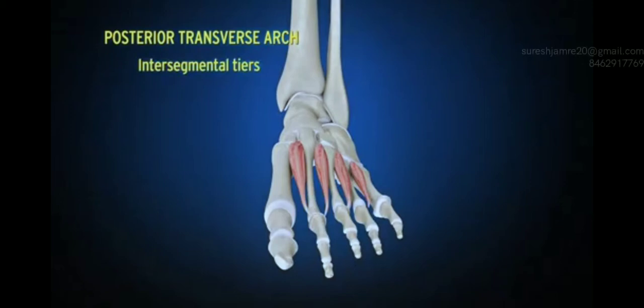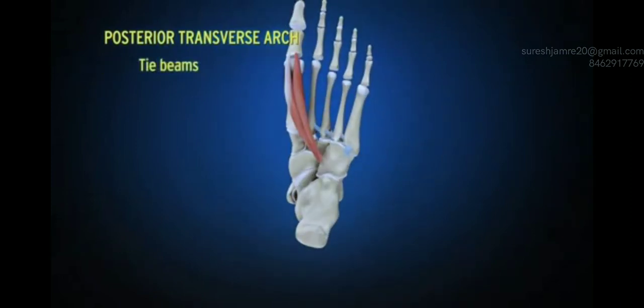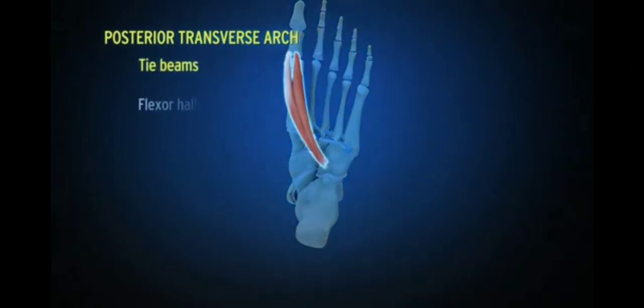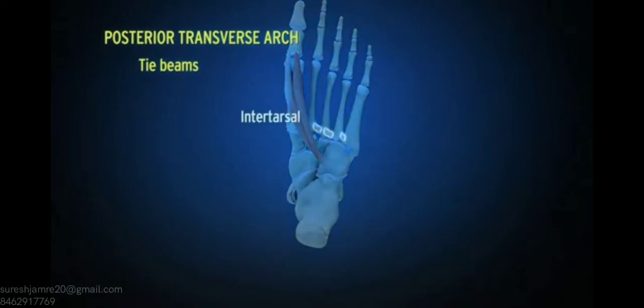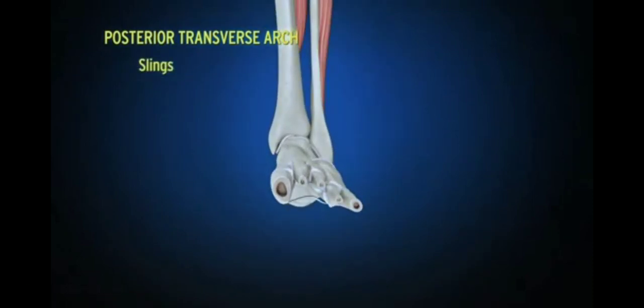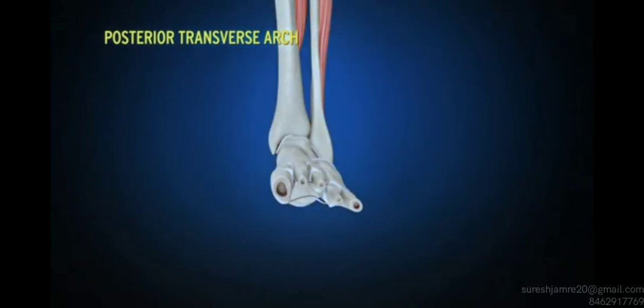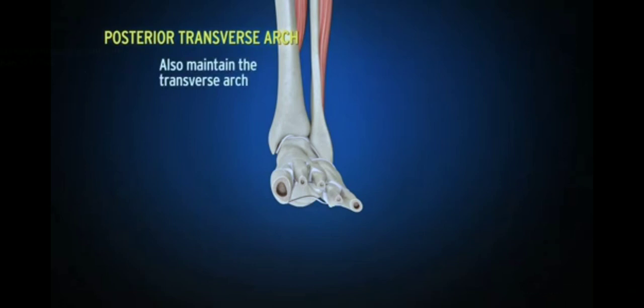Intersegmental tires. Dorsal interosseous muscles. Tie beams. Flexor hallucis brevis. Intertarsal and tarsometatarsal ligaments. Slings. Peroneus longus and tibialis posterior. Factors which maintain the longitudinal arches also maintain the transverse arch.